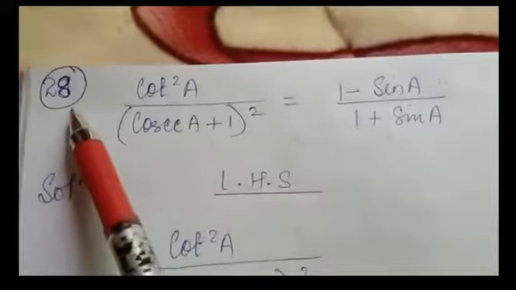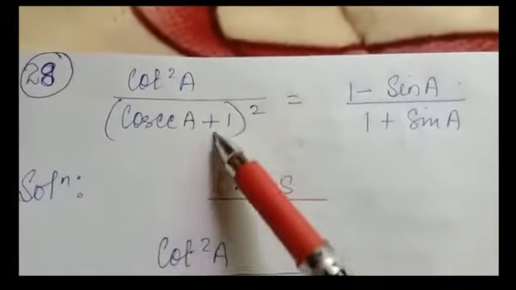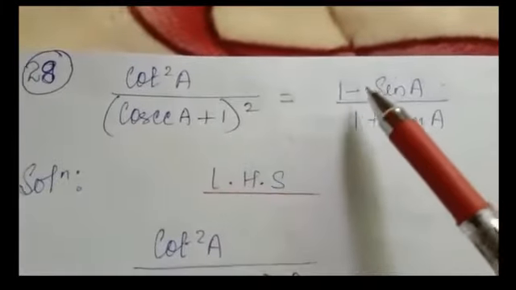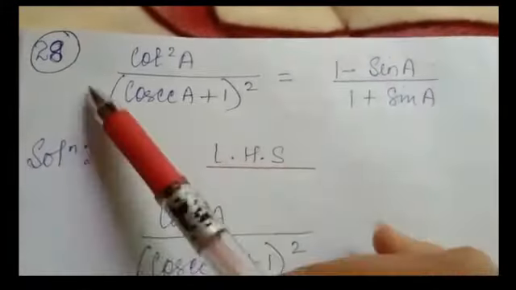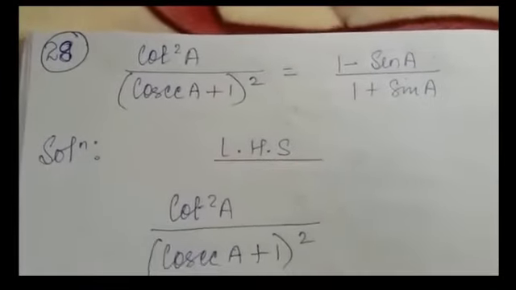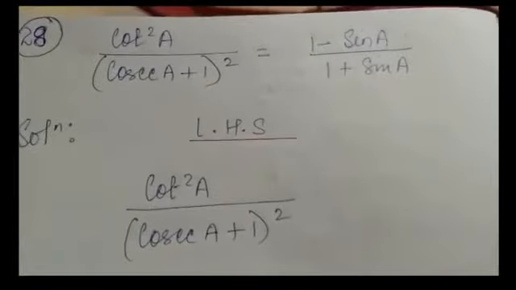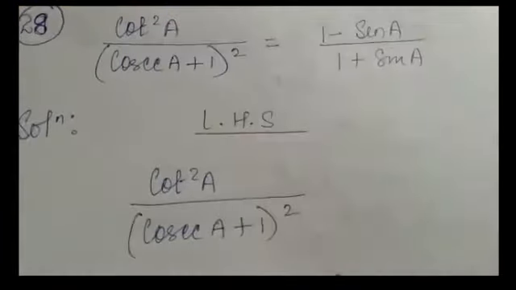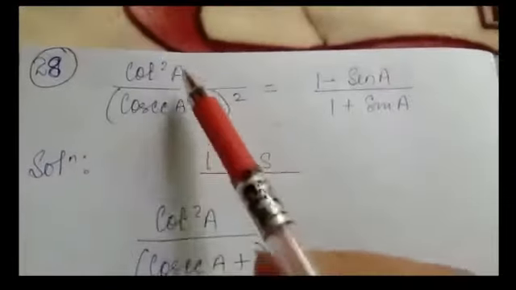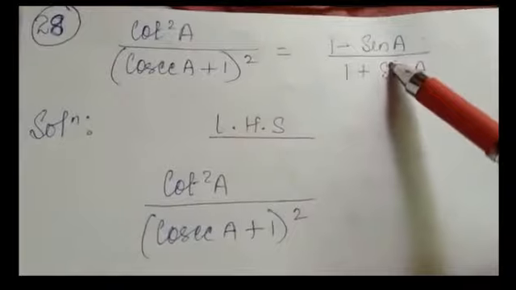Now next question number 28. cot²A / (cosec A + 1)² = (1 - sin A) / (1 + sin A). Now in this question you have an option. Either you can take the right hand side and solve like the previous question, multiplying numerator and denominator by 1 plus sin A, or there is another method also. I am taking the left hand side and solving it to get the right hand side.